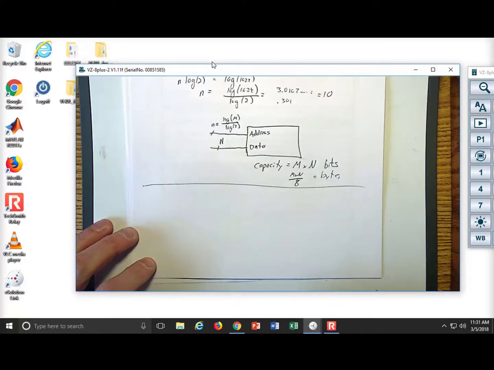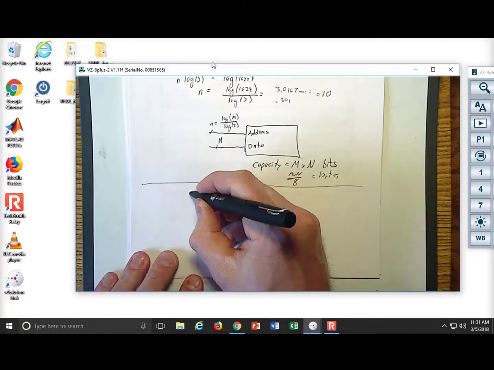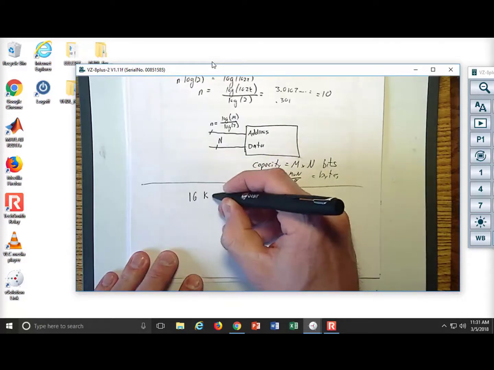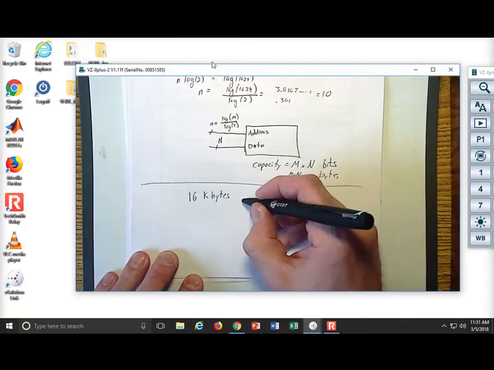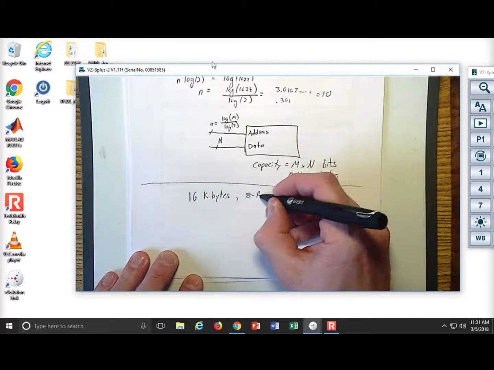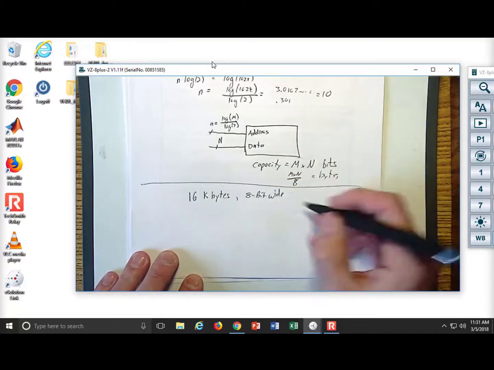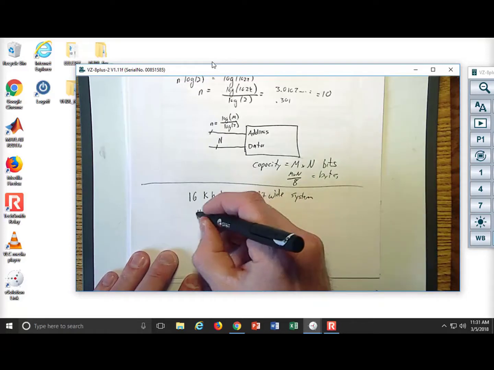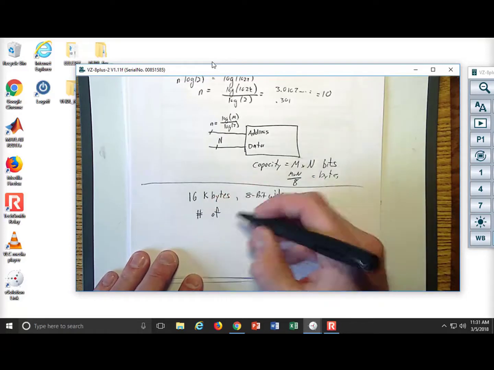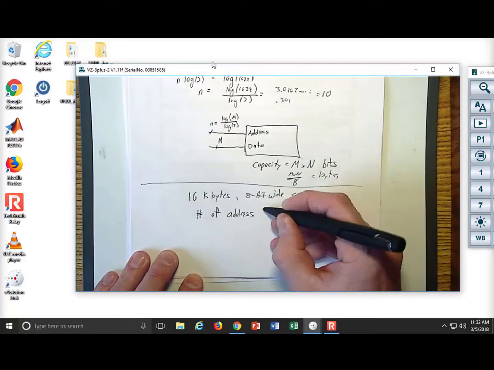How could we, let's see, what's a good example? I have 16 kilobytes of memory, and it's an 8-bit wide system. And I want to know how many bits are in the address bus.